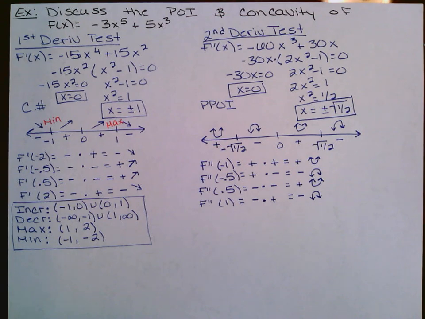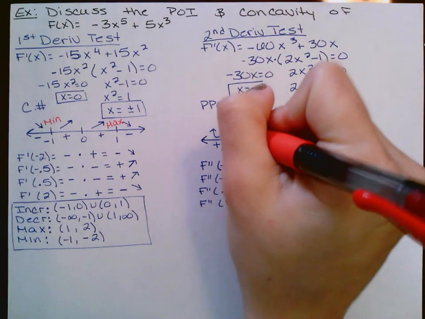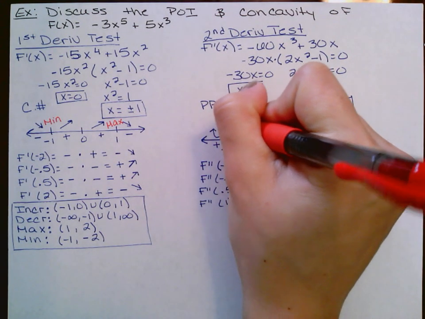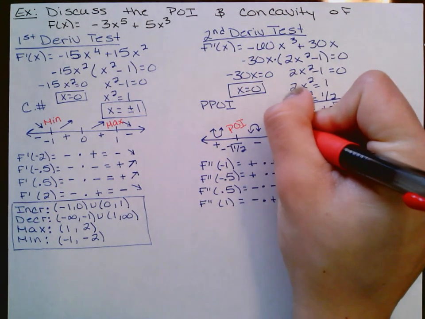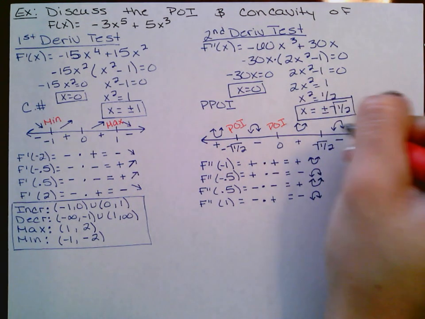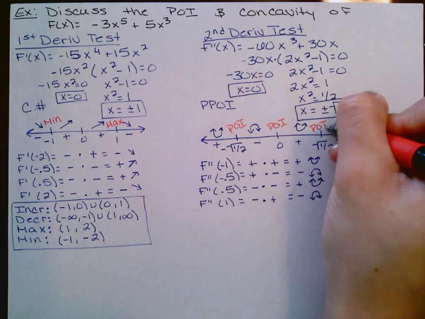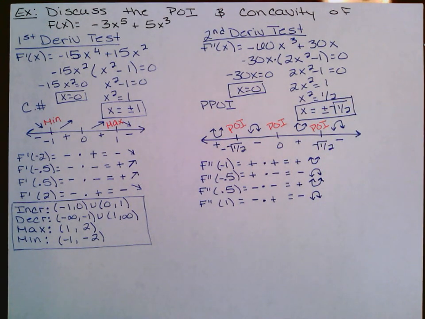All right, so on this one, we do have several POIs. We have a change here in concavity. We went concave down and concave up, so another one. And concave up to concave down. We have 3 points of inflection. Okay, so let's list our answer.